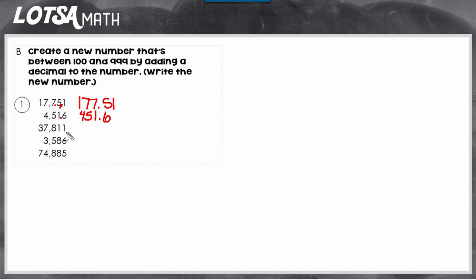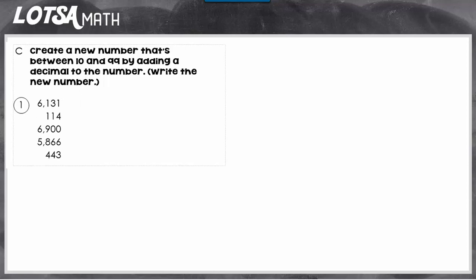All right, let's try the next one, 37,811. Where could we put our decimal to make a number between 100 and 999? If we put it right here, we have 378 and 11 hundredths, and that would be between 100 and 999. So our new number would be 378 and 11 hundredths. Okay, so that's how you do that one.